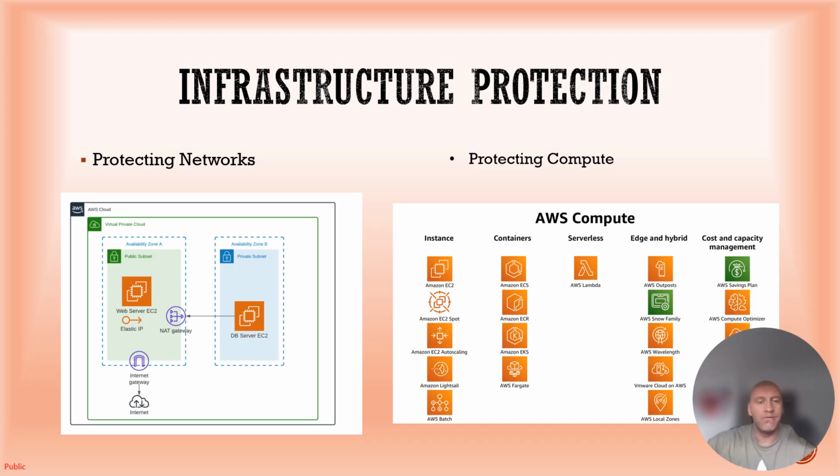First of all, infrastructure protection covers two main pillars within it. We have protecting networks and protecting the compute. Within compute, as you can see, we have instances such as Amazon EC2. We have containers such as Amazon ECS. We have also serverless compute instances such as AWS Lambda, and we have edge and hybrid computing instances.